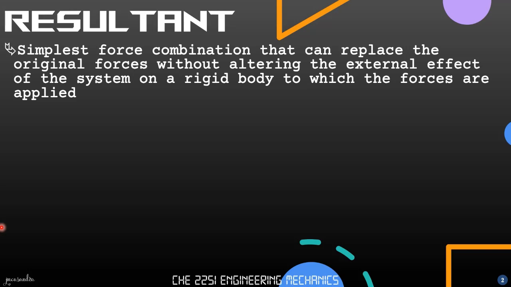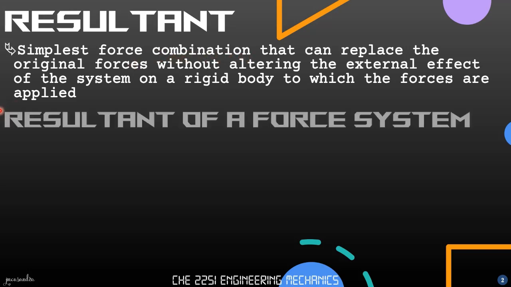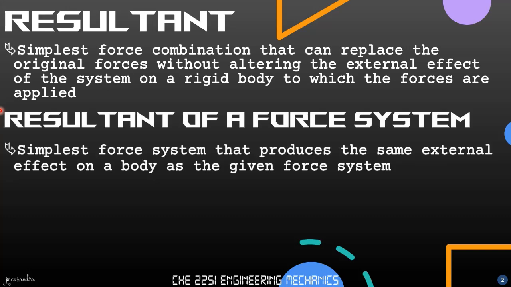From physics, we define resultant as the sum of the vectors or of the forces acting on an object or on a body. That sum is actually the combination of your forces. We also have what we call resultant of a force system, defined as the simplest force system that produces the same external effect on a body as the given force system.